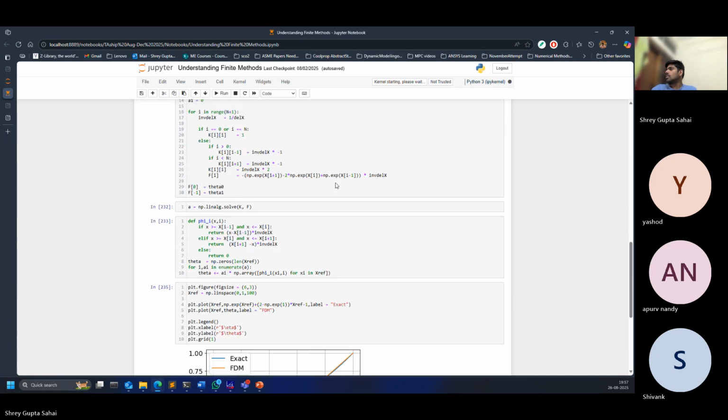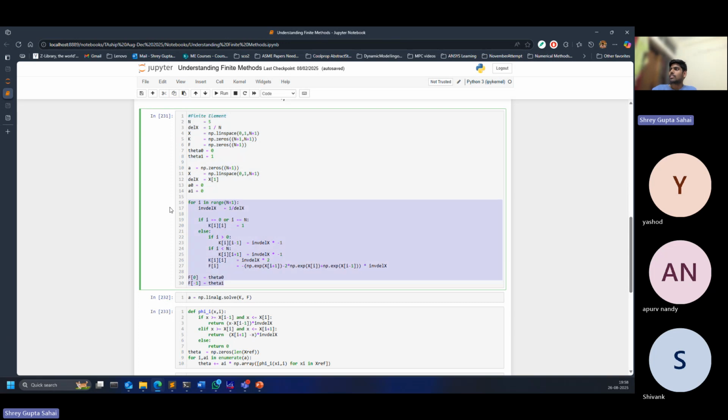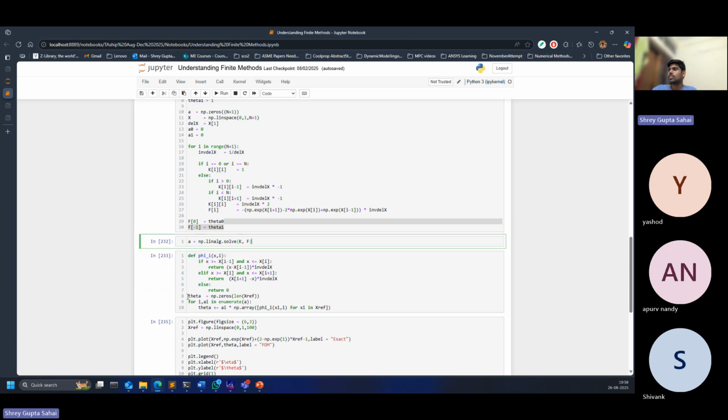So this is finite difference only. No, this is finite element. Nothing much complicated. You're filling in this part of the code, you're filling in the values required, whatever this AX equals B kind of thing needs. Then you solve for those AI values.